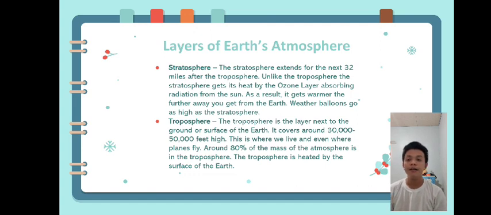So, troposphere is the layer next to the ground or surface of the Earth. It covers around 30,000 to 50,000 feet high. This is where we live and even where planes fly. Around 80% of the mass of atmosphere is in the troposphere. The troposphere is heated by the surface of the Earth.